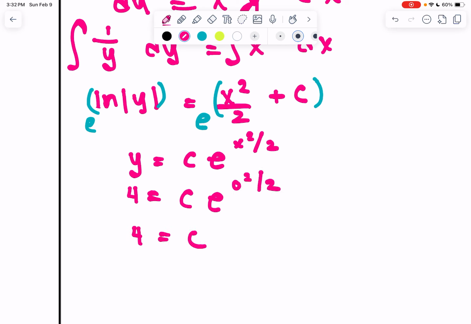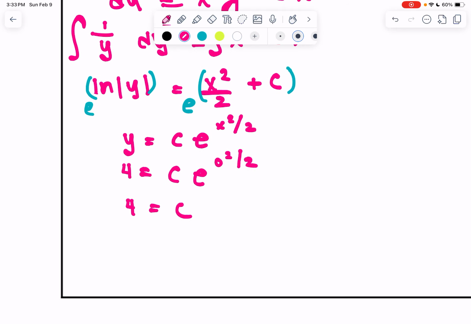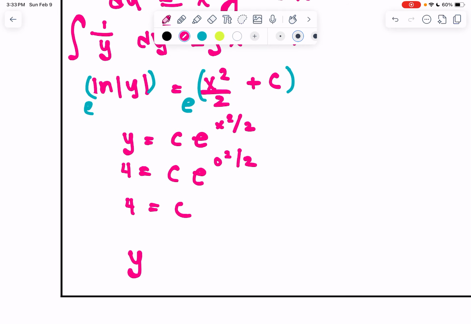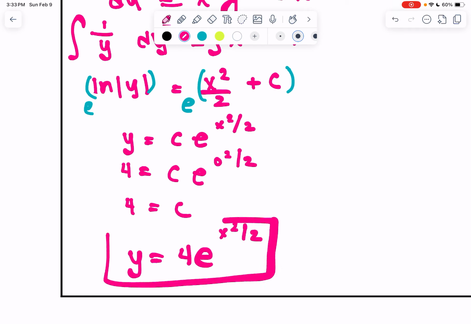So this is going to give me e to the 0 power, and anything to the 0 power is 1. So now I know that c is 4. So if I put this all together, basically plug in c to our general equation, I have y equals 4e to the x squared over 2 as our particular solution.